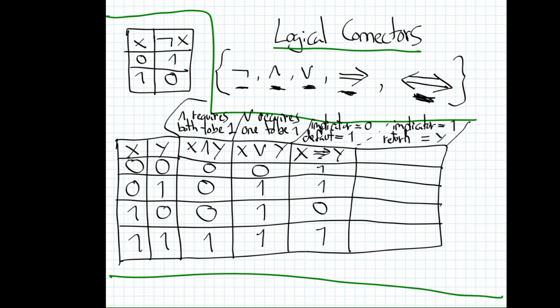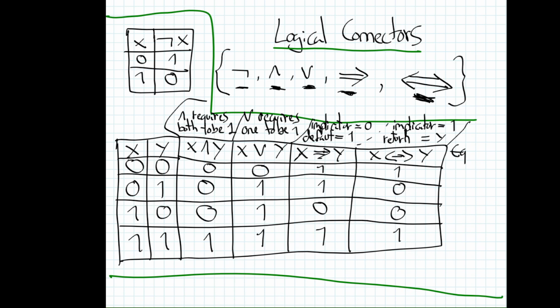How about now the equivalent sign? So x equivalent to y. This is quite simple. It's just saying that if they're equal, then it must be true. If they're unequal, then it must be false. So this will be true, or 1. These two scenarios will both be false or 0, and this one finally will be 1. They're equal.